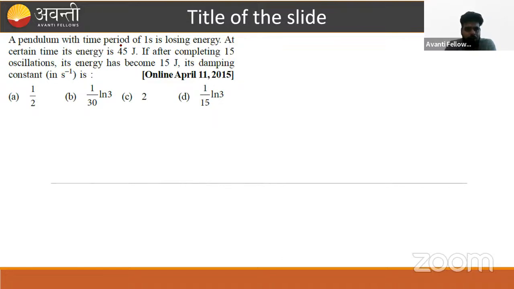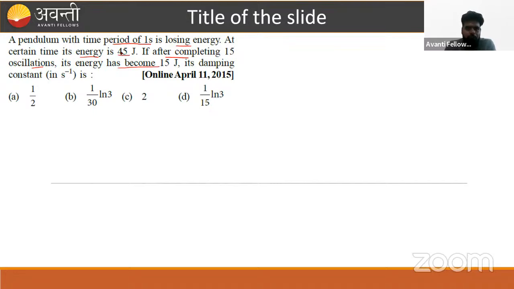Here it is saying that the time period is 1 second. At a certain time, its energy is 45 joule. After completing 15 oscillations, its energy will become 15 joule. What is the meaning of 15 oscillations? What is the time taken by the bob to complete one oscillation? One oscillation means it will perform a complete to and fro for one cycle.